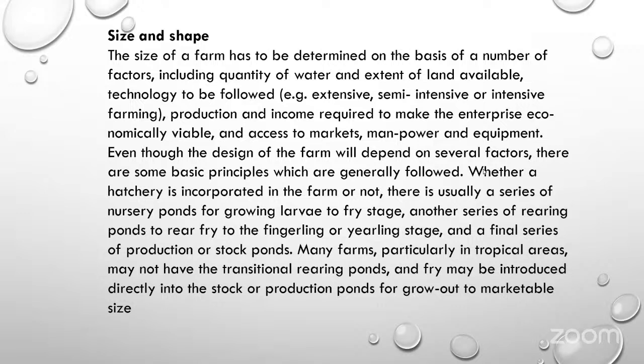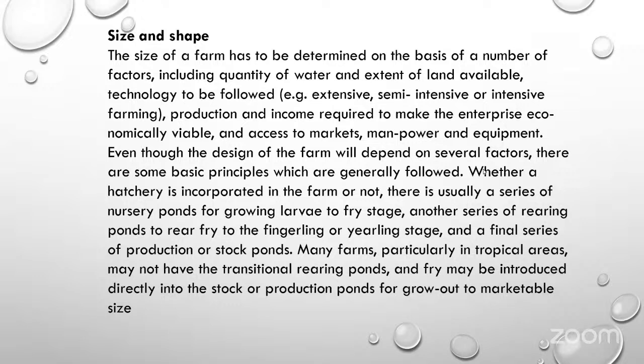Even though the design of the farm will depend on several factors, there are some basic principles which are generally followed, whether a hatchery is incorporated in the farm or not. There is usually a series of nursery ponds for growing larvae to fry stage, another series of rearing ponds to rear fry to the fingerling or yearling stage, and a final series of production or stock ponds.